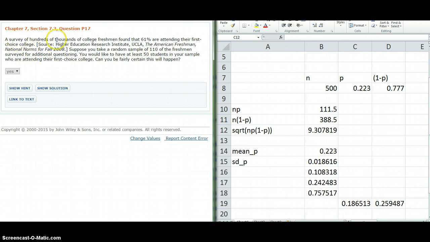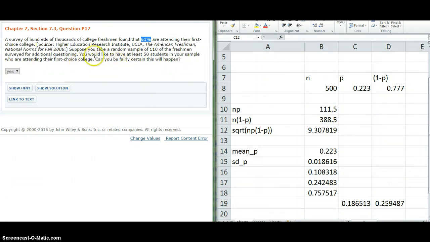So we have a huge survey of college freshmen and found that almost 2/3 of them ended up attending their first college choice, which is, I would say, a fairly positive result. So if we take a random sample of 110 freshmen, and we want to make sure that at least 50 in our sample are attending their first choice.